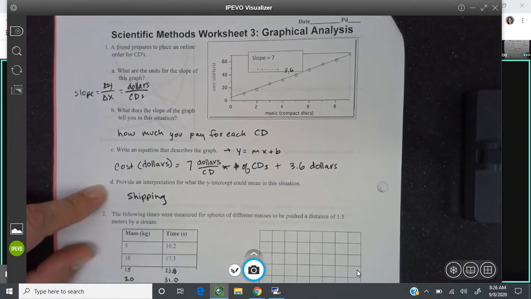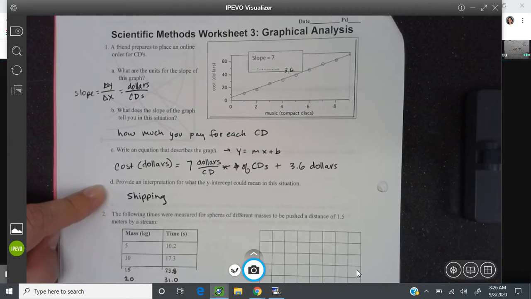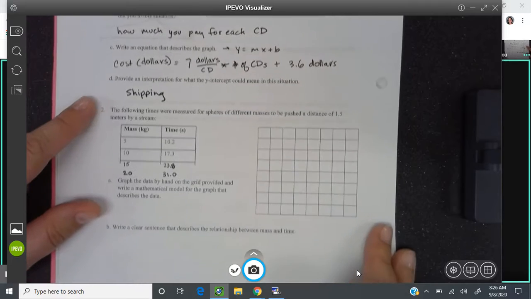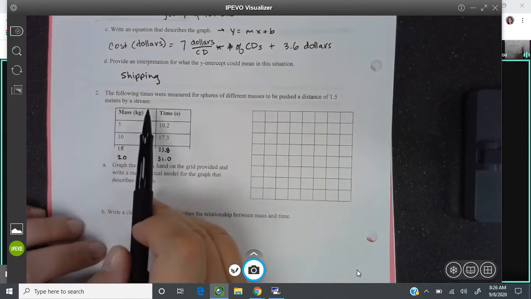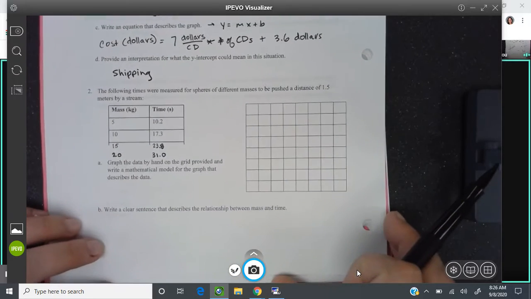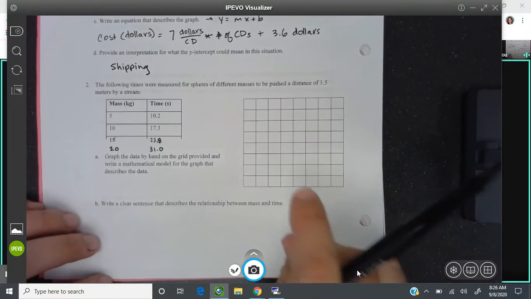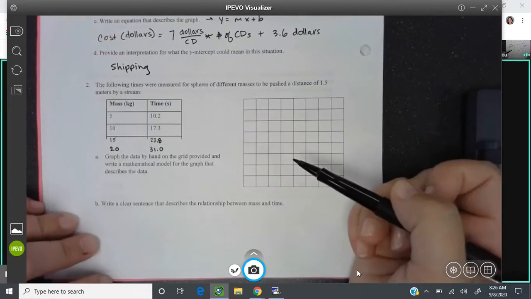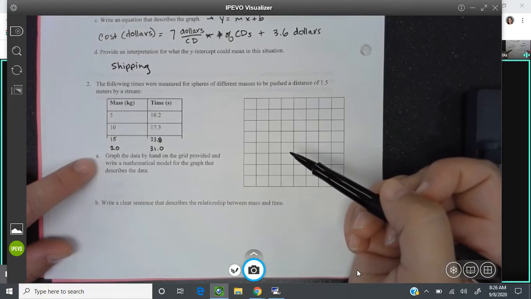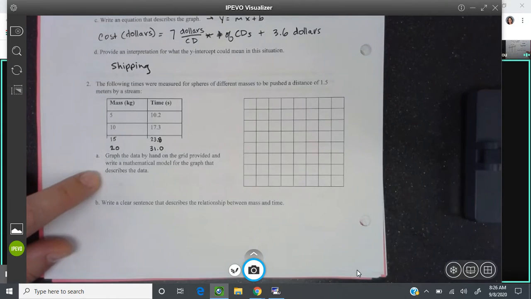Do you guys have any questions about number 1? Did we get them all right? Yes. All right, number 2. Again, this one got cut off. I'm not really sure why that happened. But the following times were measured for spheres of different masses that were pushed a distance of 1.5 meters by a stream. So that's water. The first thing we have to do is graph our data on the grid provided and write a mathematical model, or an equation.